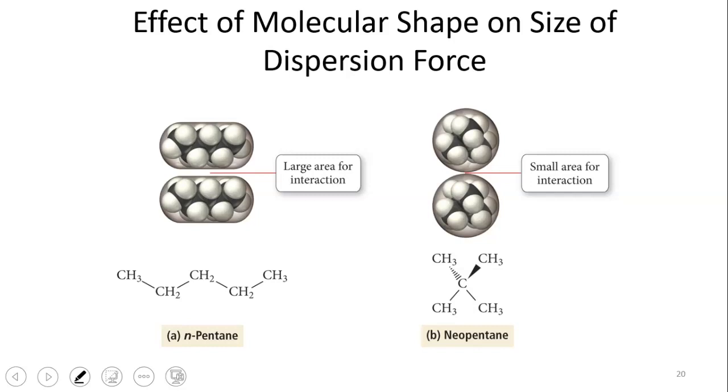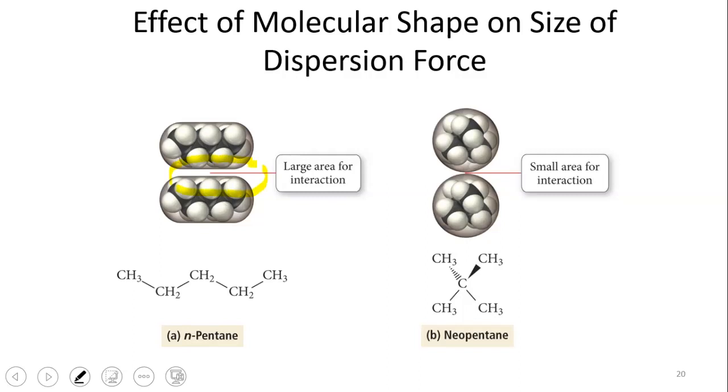Notice that when you bring together the spherical shapes of the neopentane here on the right, their point of contact is very, very small. It's a very small surface contact area. Whereas in the case of the n-pentane, when they approach each other, because of the shape of those electron clouds, there is a larger area for interaction here on the left. And you can see how that will generate a much stronger type of intermolecular London dispersion force.